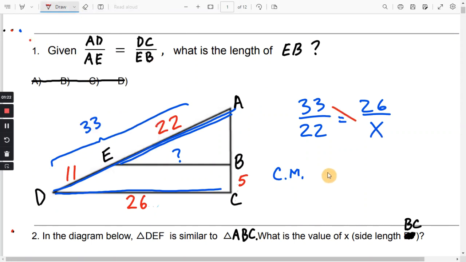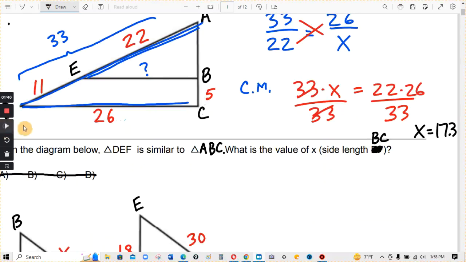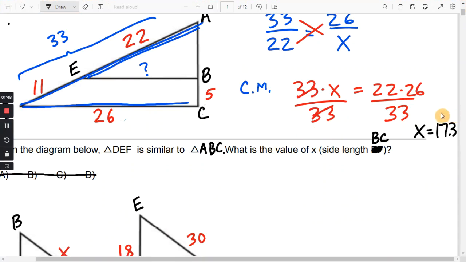Top times bottom, 33 times X. And that equals bottom times top, 22 times 26. The opposite, solving for X, the opposite of times 33 is divided by 33. And it cancels here. I'll do this mess on the calculator. And rounding off to one decimal, I get X equals 17.3. Okay, these will all be multiple choice on the actual test. But that is the final answer. Make sure your answer makes sense.